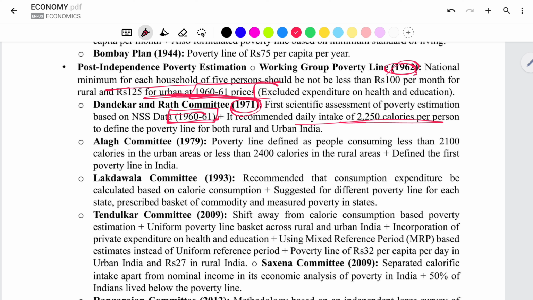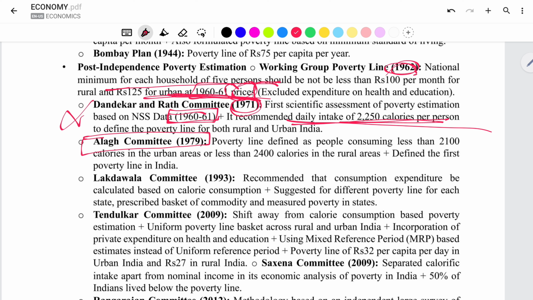This is because we are going for calories only. They are not going for the prices. They are going for the calories. In 10 years the prices would have changed. But here they are not suggesting some price range, let's say 200 rupees per month. They are suggesting calories of 2250 for both rural and urban.